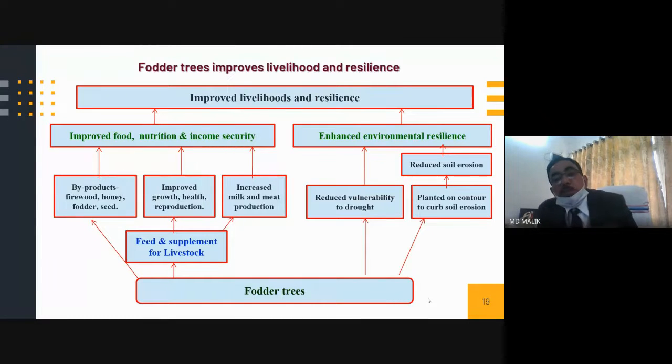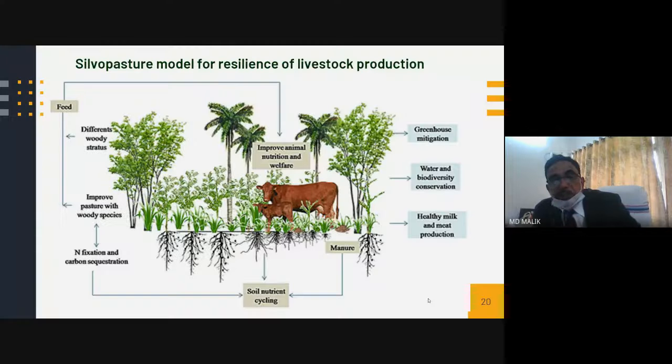Ultimately, at last, it comes to the fodder tree. How this fodder tree helps in feed, helps in livestock supplement, meat production, milk production, and how this reduces drought conditions. So how does it happen when we develop silvipasture models for resilience of livestock production? See how it's useful there.